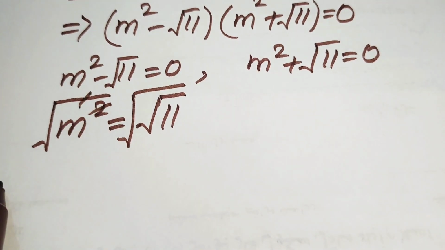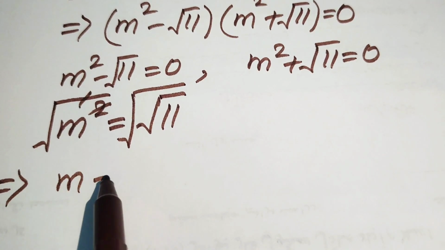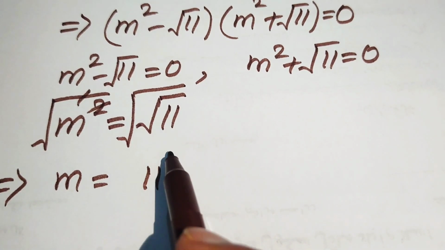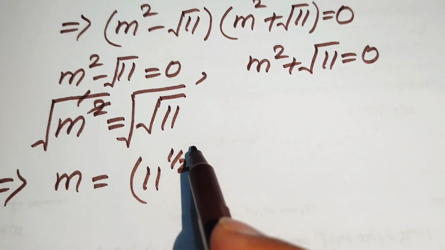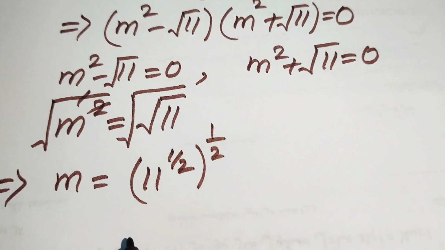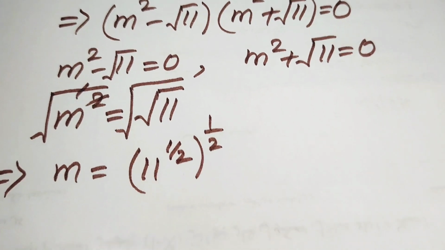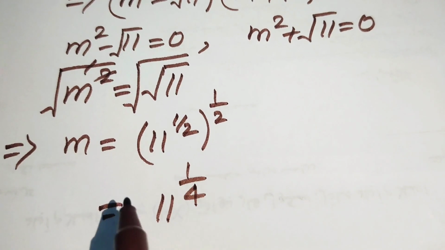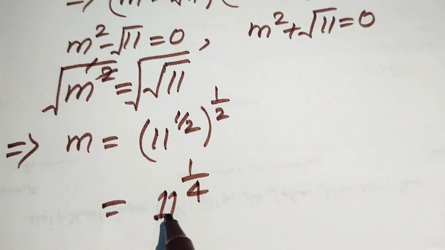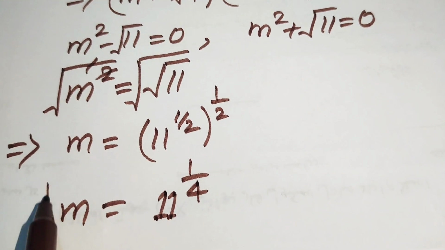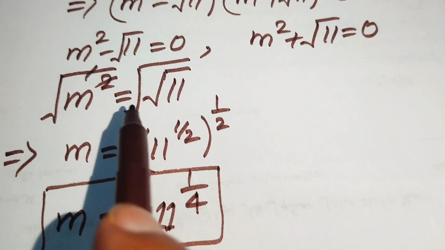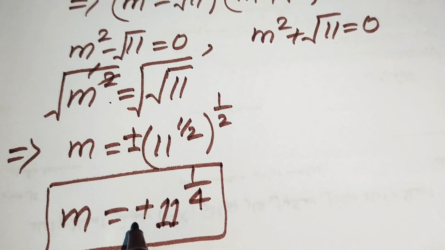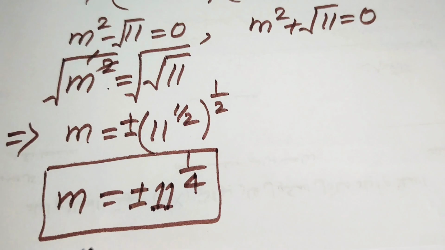Here the square and square root are gone, and we get m equals the square root of the square root of 11, and we write this as 11 to the power of 1 over 2 and its whole power 1 over 2. We write this square root in exponential form, so we easily get the value 11 to the power of 1 over 4. This is our first root of the given equation. When you take the square root on both sides, we take the plus minus sign, so we get two roots from this case.